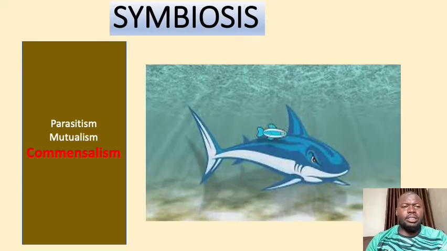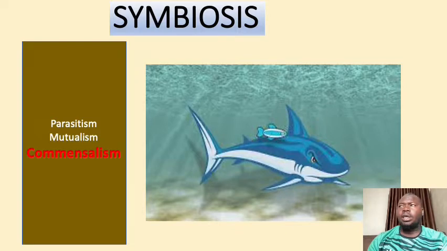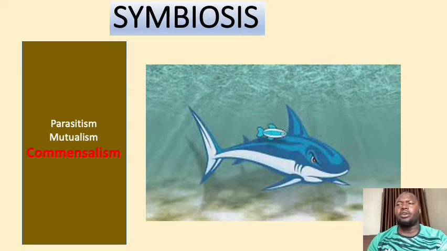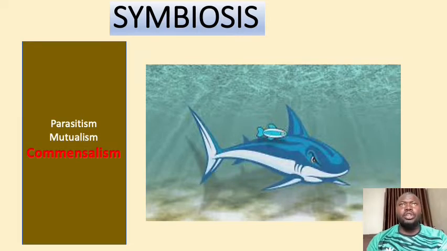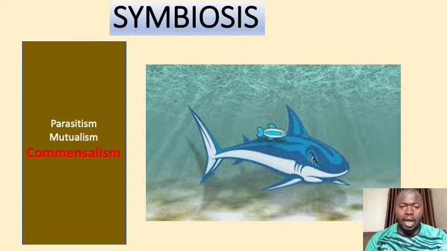The other type of symbiosis is called commensalism. This is a relationship between two organisms where one organism benefits and the other neither benefits nor is harmed. An example is the remora fish and the shark. The remora attaches itself to the body of the shark, where it gets free transportation and feeds on the remains of the shark's food. The shark is neither harmed nor affected in this relationship.